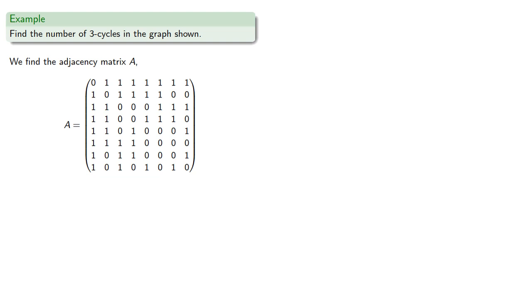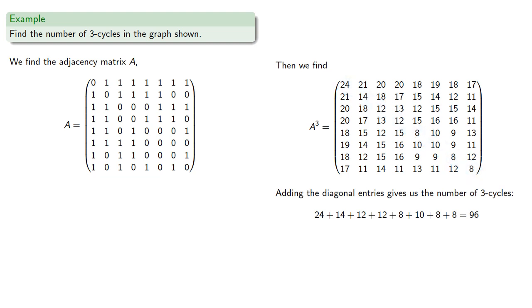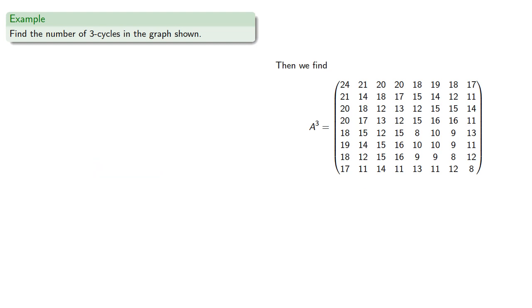So we want to find the length 3 cycles, so let's find the length 3 closed walks. So we want to find the third power of the adjacency matrix, which will be, and adding the diagonal entries gives us the number of 3 cycles. Or does it? So remember, concrete never hurts.